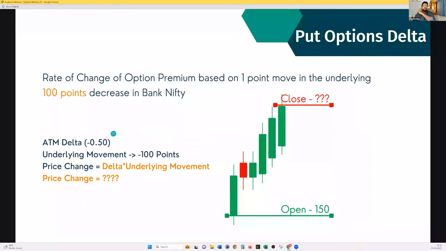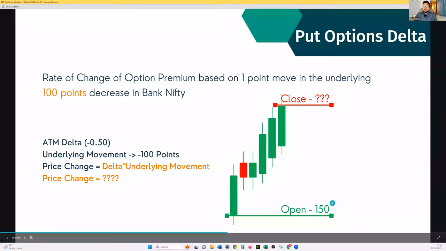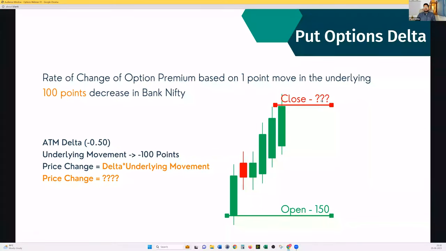Okay, now you guys answered me. So ATM is having 0.5 delta, negative 0.5 delta. The underlying has come down 100 points. So already we have 150 premium. What will be the close? The close is going to be 200.